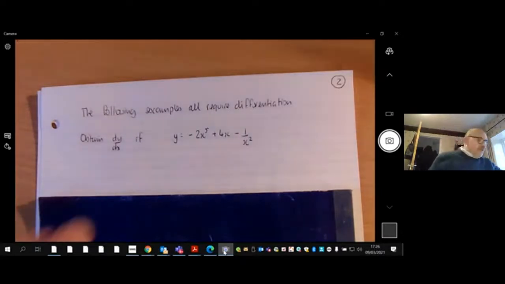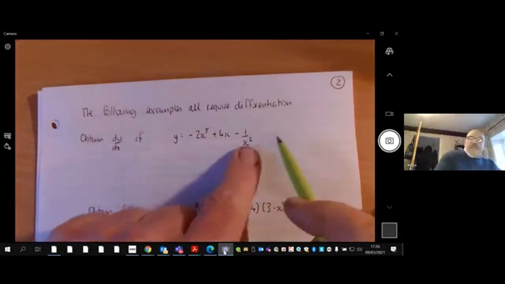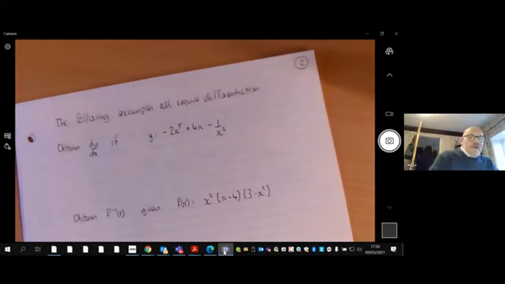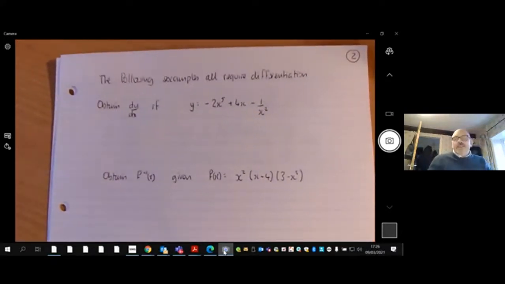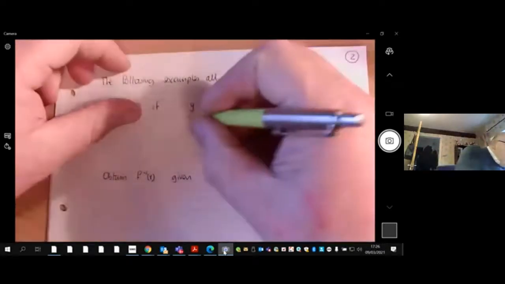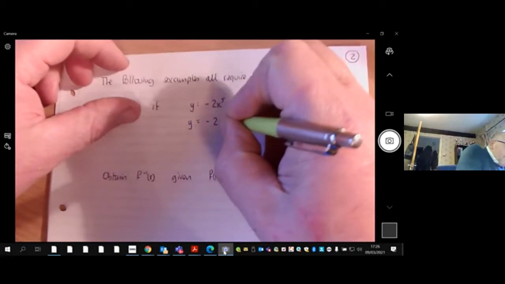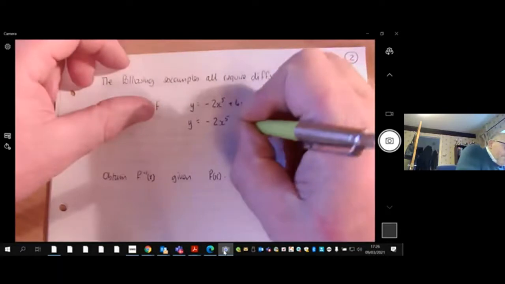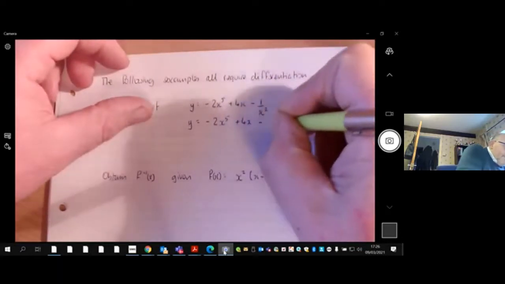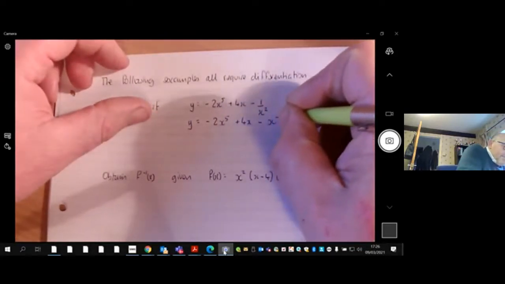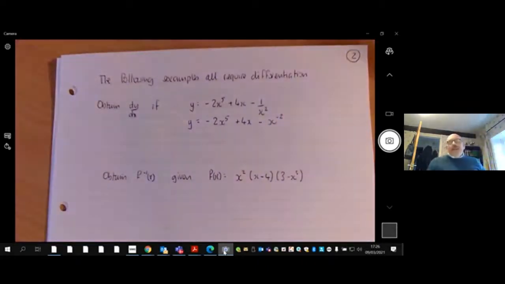Right, now the first issue here is the fractional power. There's usually something to do before you actually differentiate. Okay, so y equals minus 2 x to the power of 5 plus 4x minus x to the power of minus 2, which is why we've done the work in indices at the start of your A-level course. Once you've got everything in that form, you can now differentiate.